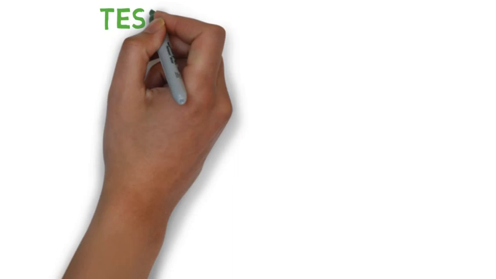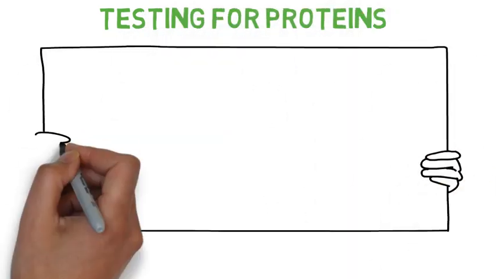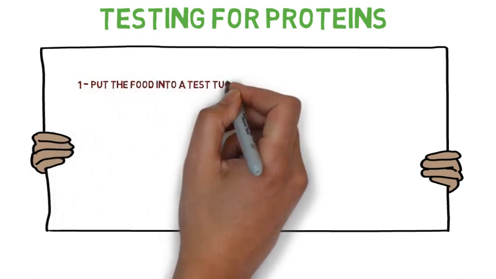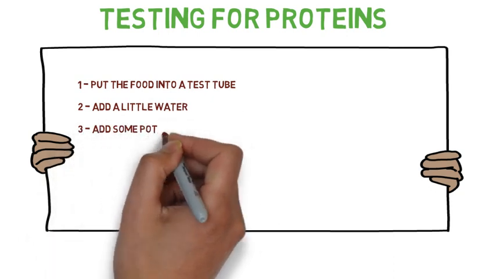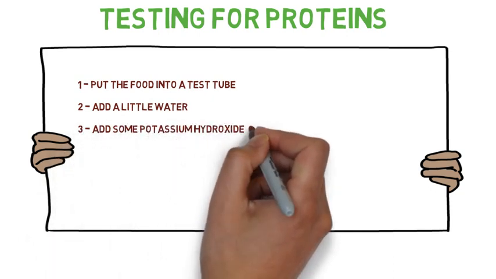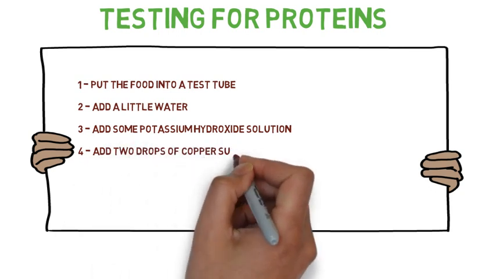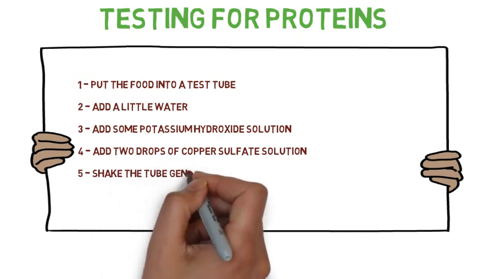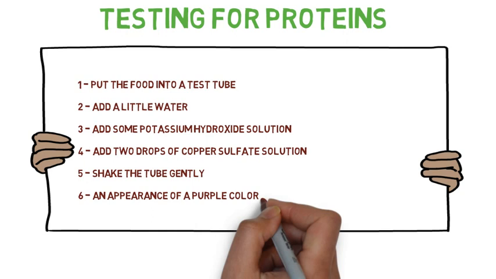Testing for proteins. 1. Put the food into a test tube. 2. Add a little water. 3. Add some potassium hydroxide solution. 4. Add 2 drops of copper sulfate solution. 5. Shake the tube gently. An appearance of a purple colour proves that protein is present.